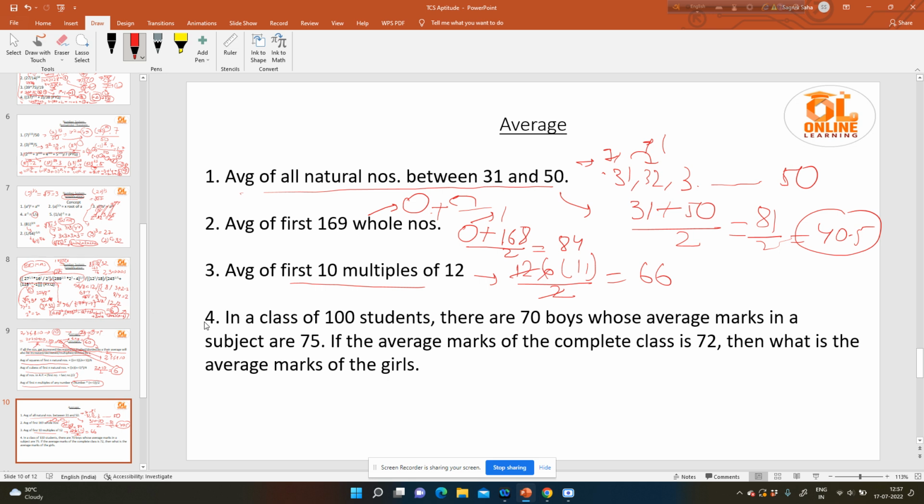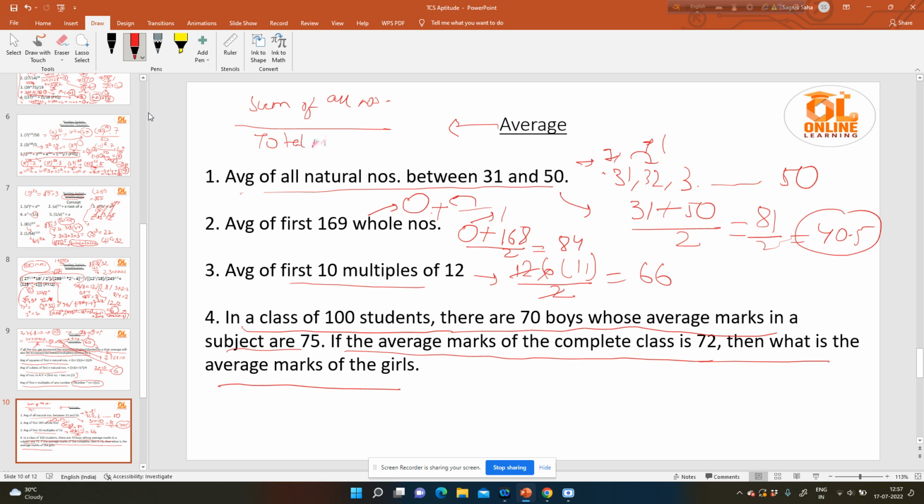Now next question. In a class of 100 students, there are 70 boys whose average mark in a subject is 75. If the average marks of the complete class is 72, then what is the average marks of all the girls? So what do we generally mean by average? Average means sum of all numbers by total numbers present, right?